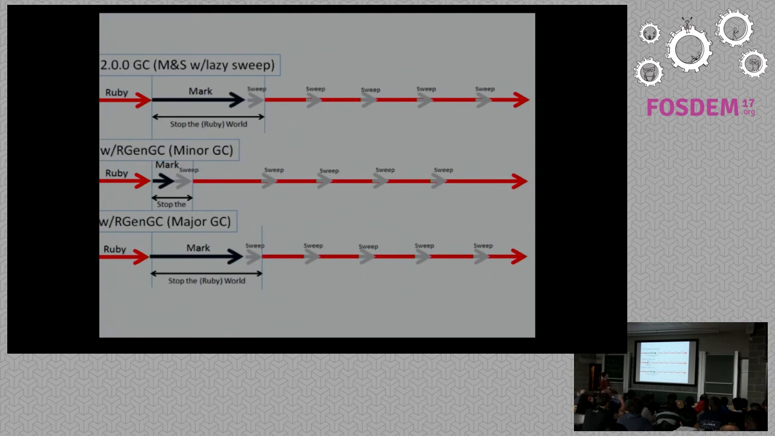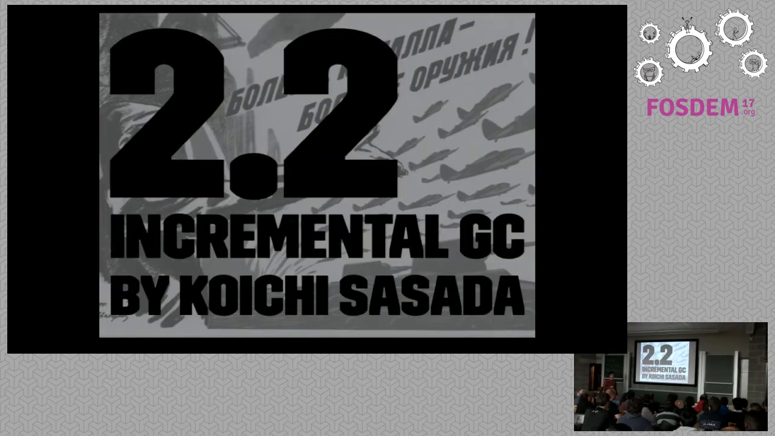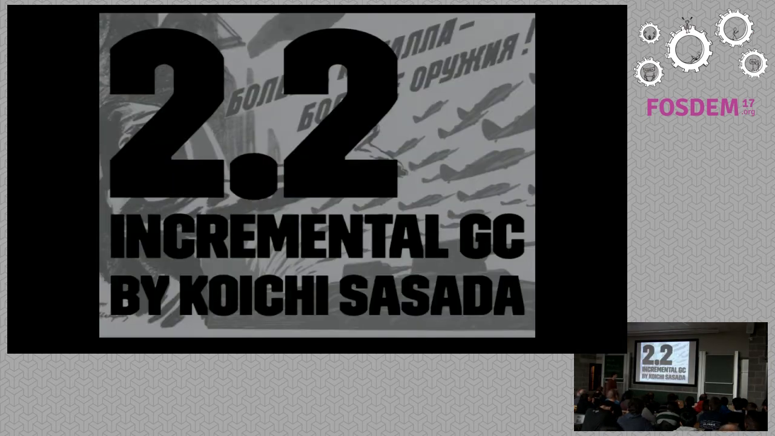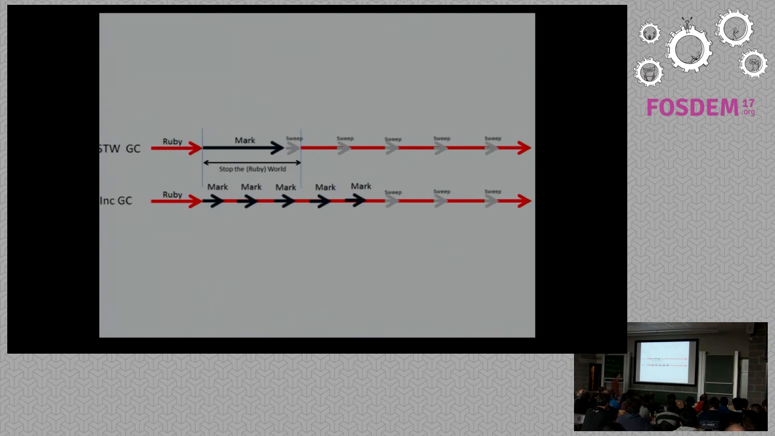I don't think so. Okay, so we still have this problem, right, of long major GC mark phases. So we'll fix that with incremental GC in 2.2. Again, this is a KOICHI project. So the whole idea with incremental GC is, well, let's just break up the mark phase into shorter bits, and so we can execute Ruby during the pauses in marking.